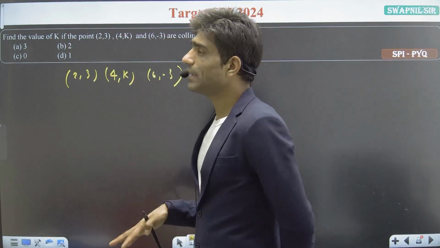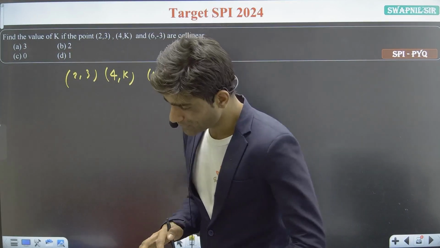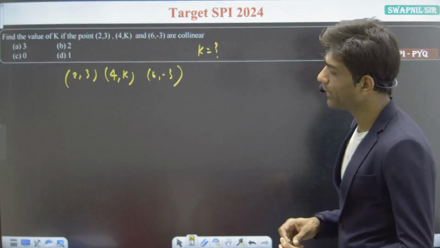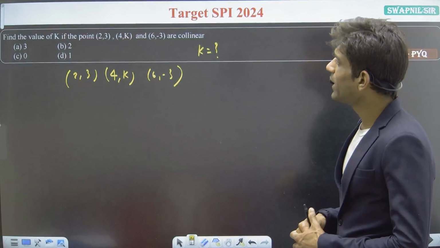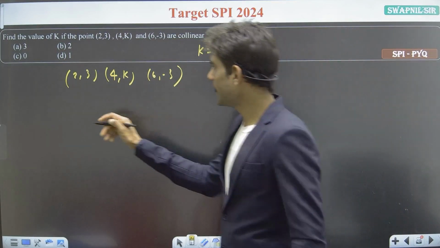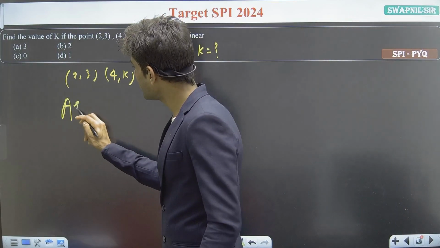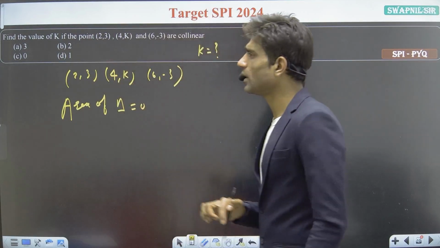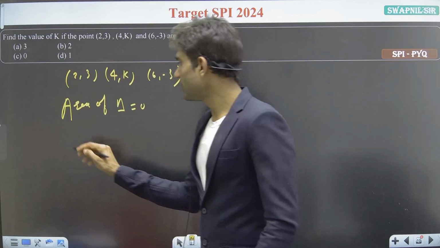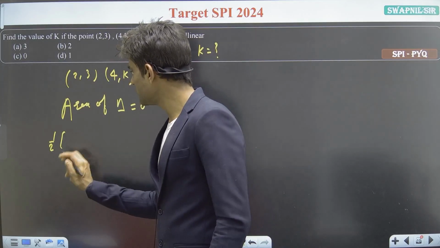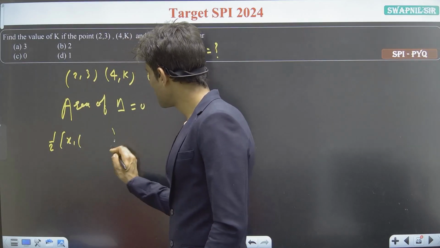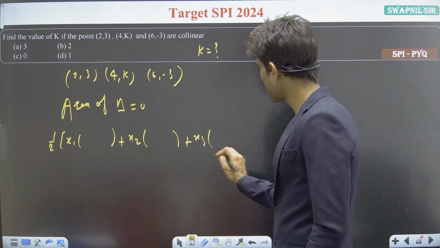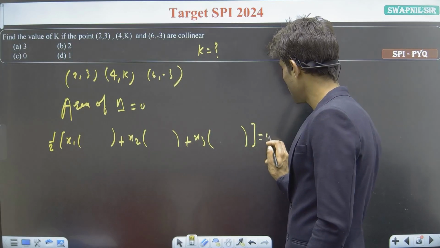Take the area of a triangle as 0 and substitute the values, then you will get the required value for k. So we know that the area of a triangle always goes to 0 when points are collinear. Let me write the formula for the area of a triangle: 1/2 [x1 (y2 minus y3) + x2 (y3 minus y1) + x3 (y1 minus y2)], which is equal to 0.